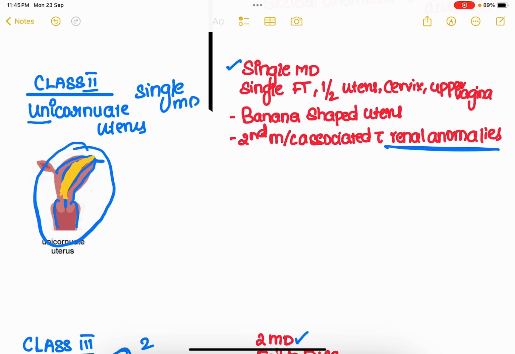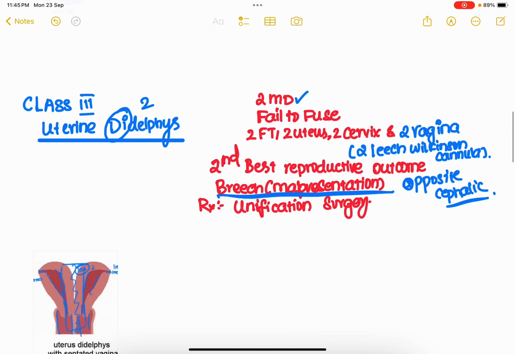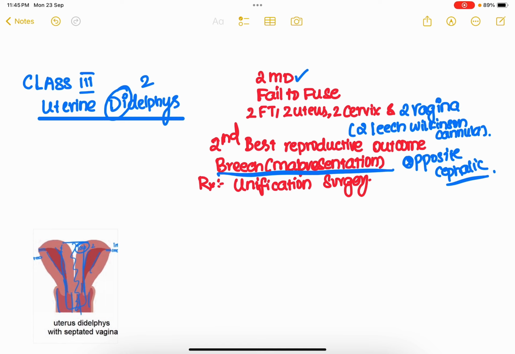Is that clear? Okay. Now let's discuss class 3. Class 1 was about Mullerian agenesis. Class 2 was about unicornuate uterus. Now class 3 is about uterus didelphys, where di of didelphys stands for two. So here, two Mullerian ducts are present.